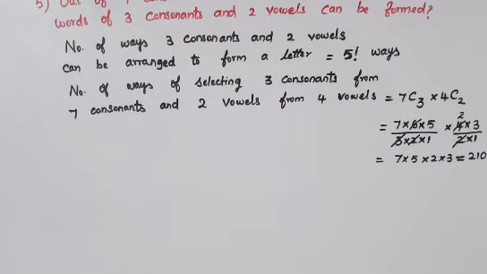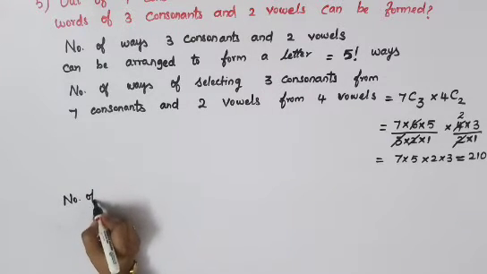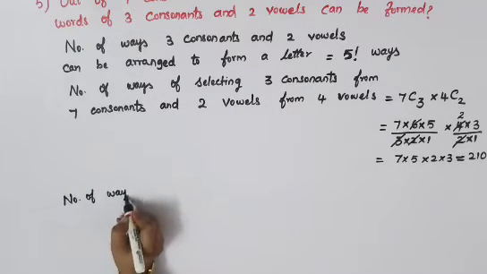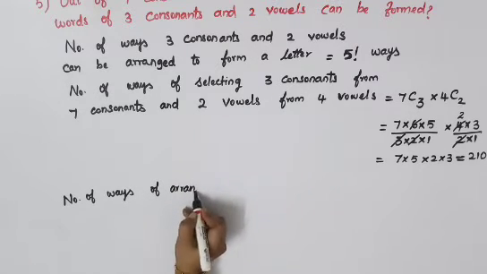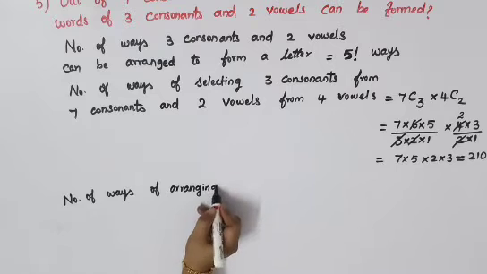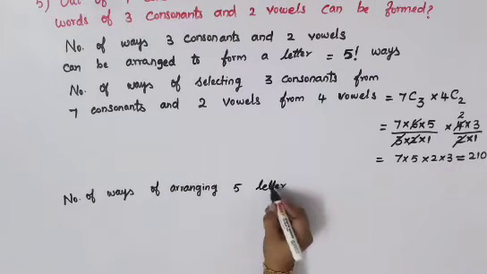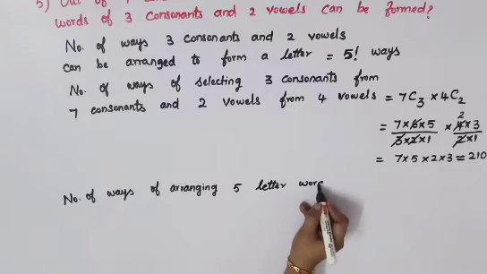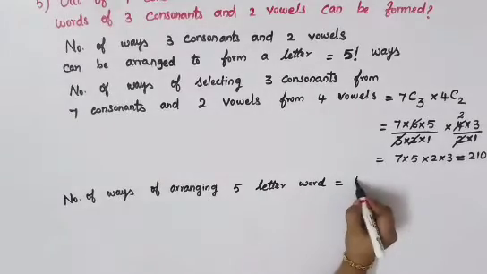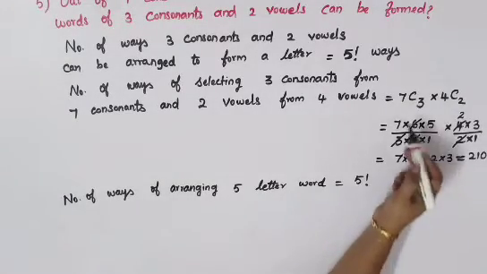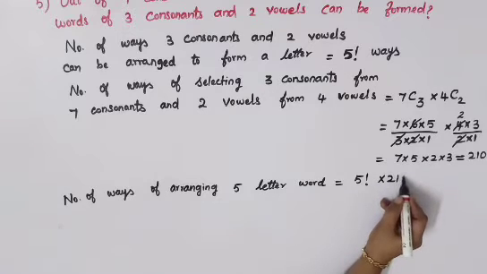So the next is number of ways of arranging a 5 letter word is equal to, starting we have found 5 factorial. So 5 factorial into this. So for this we have got the answer 210.